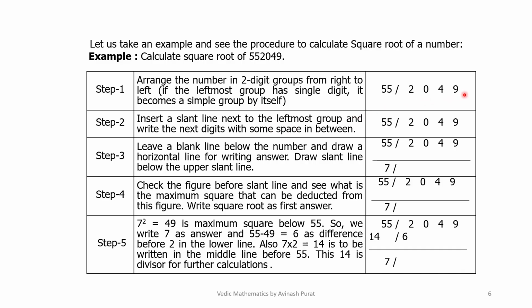So 49, 20, 55. Insert a slant line next to the leftmost group after 55 and write the next digits with some space in between. So there is space between 2 and 0, 0 and 4, 4 and 9, etc. Leave a blank line below the number and draw a horizontal line for writing the answer. Draw a slant line below the upper slant line.